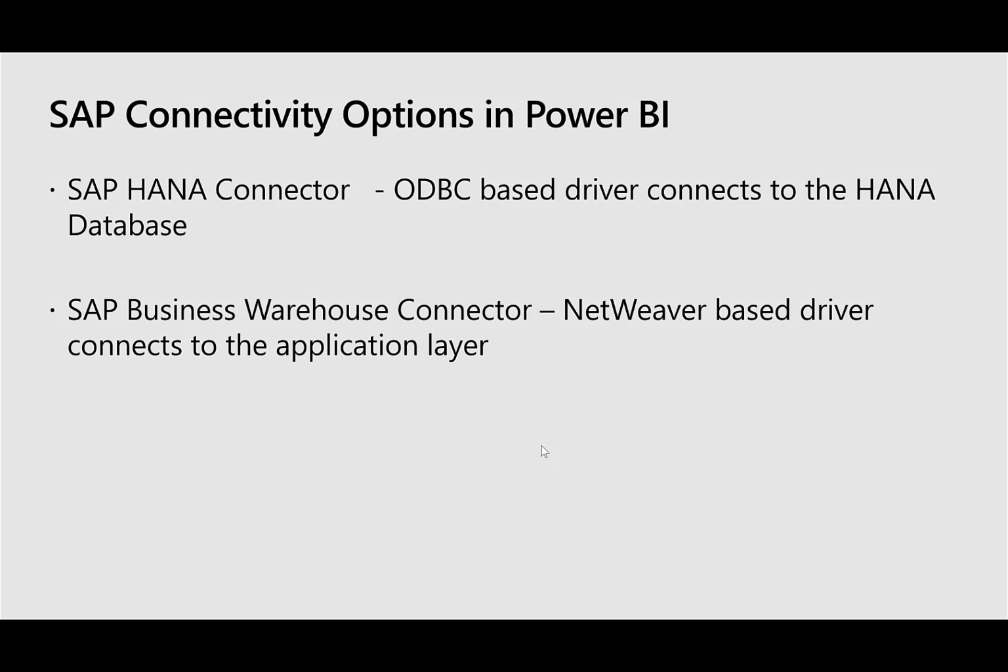Now we are going to talk about two different connectivity options for Power BI: connecting to SAP HANA and connecting to the SAP Business Warehouse Connector. The SAP HANA connector uses the ODBC-based driver to connect to the HANA database. And the SAP BW connector uses a NetWeaver-based driver to connect to the application layer. You need to download these drivers directly from the SAP Marketplace.